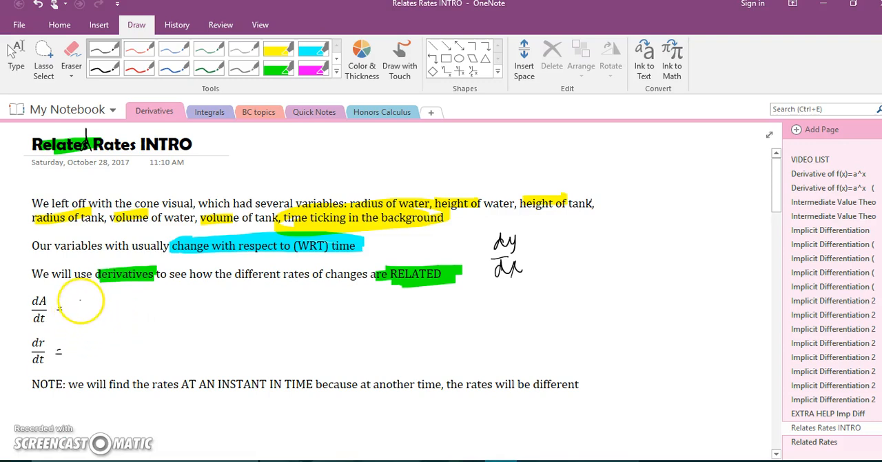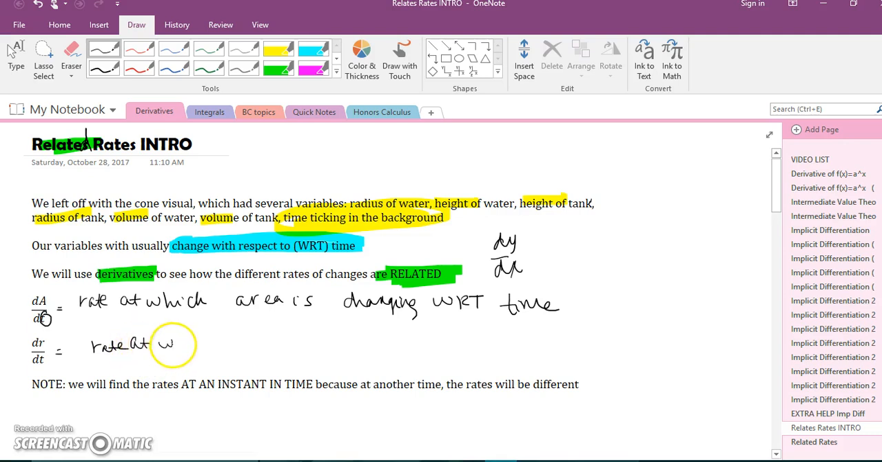And dA/dx might mean something like this: the rate at which area is changing with respect to, and it's always with respect to the variable in the bottom. In this case is t, which will be time. So that's a very typical statement. You'll be writing dA/dt a lot. You might also have dr/dt. A statement like that could be the rate at which radius is changing with respect to time.